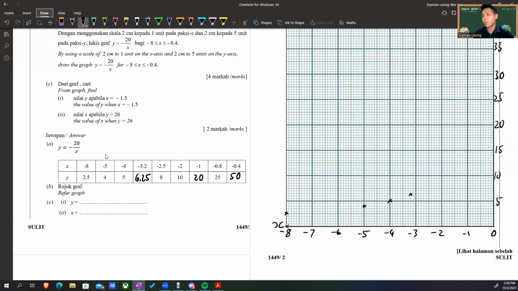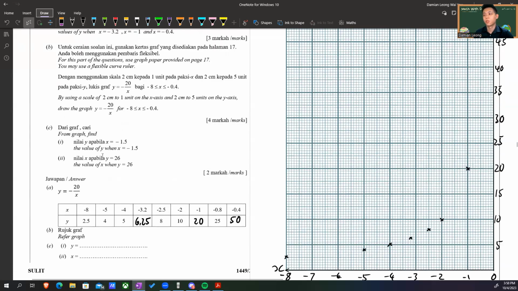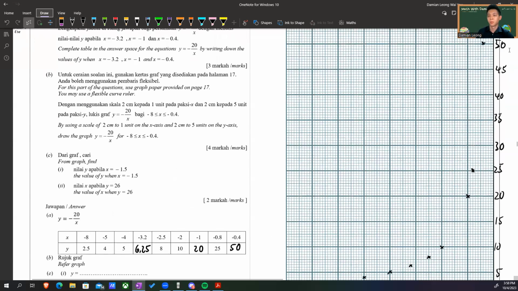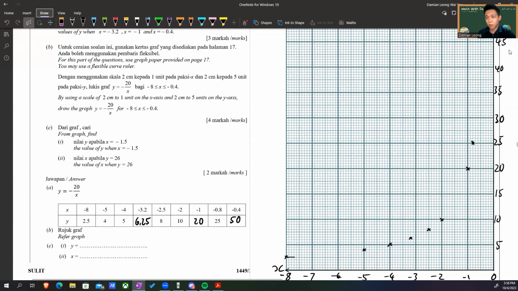And -2.5 is 8. -2 is 10. -1 is 20. -0.8 is 25. -0.4 is 50, all the way up here. Then we just try to draw a smooth curve connecting all the points.